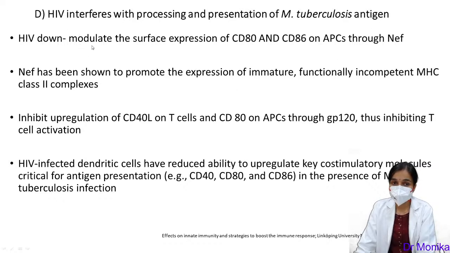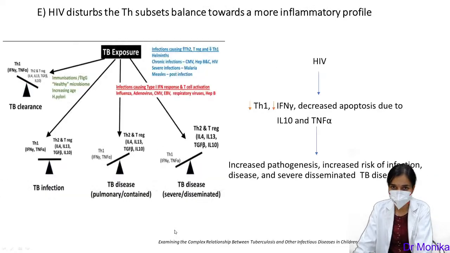The next mechanism is that HIV also interferes with the processing as well as the presentation of Mycobacterium TB antigen. It causes down-modulation of the surface expression of CD80 and CD86 on the APC through its NEF protein. NEF is also shown to promote the expression of immature, functionally incompetent MHC class II complexes. It also inhibits the upregulation of CD40 ligand on T cells and CD80 on the APC through GP120, thus inhibiting T cell activation. We have already seen that HIV-infected dendritic cells have reduced ability to upregulate the key co-stimulatory molecules, which are critical for antigen presentation in the presence of Mycobacterium TB infection.